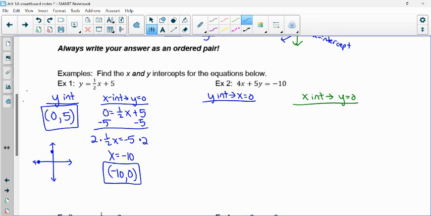The nice thing about standard form is once you put 0 in, it does make it kind of easy to work with. I'm going to do 4 times 0 plus 5y equals -10. All I did again was put 0 in for x.